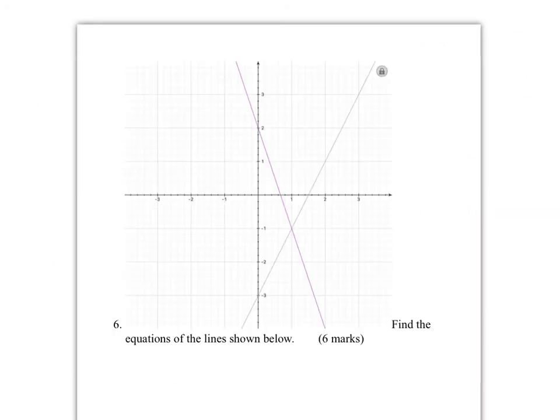Number 6. They would like the equation of the two lines shown. Let's deal with this line first. Let us look at the gradient. We see it is a positive sloping gradient, so we know the gradient would be positive. It is vertical over horizontal, so that is 2 over 1. The gradient is 2. The slope of it is 2, and it cuts the y-axis at minus 3. So y equals 2x minus 3 is the equation of the first line.